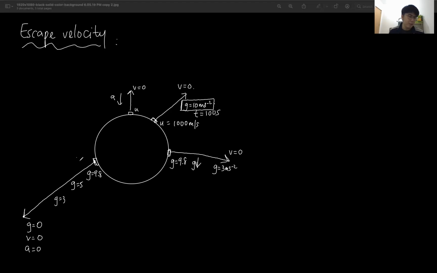Now this u that I give it, what is this u? This u is the velocity given to the object at which it does not fall back down. This velocity, we call escape velocity. Whatever is the velocity that you give it, that velocity is the escape velocity. So in other words, escape velocity is the velocity at which the object does not fall back down. After you've given it, it does not fall back down. It just remains here.